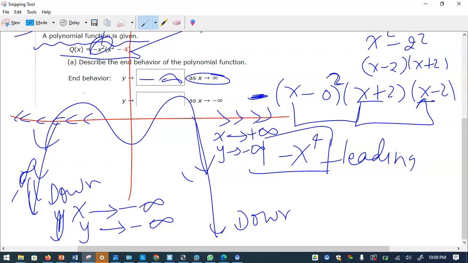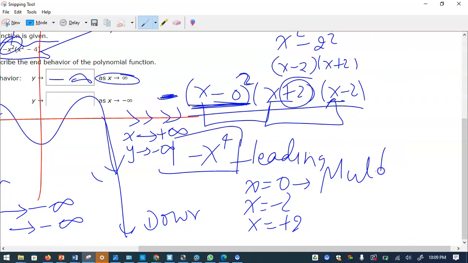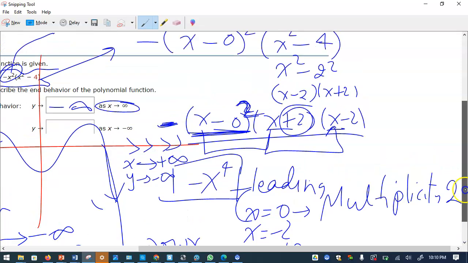But the thing is, how does the graph look like? Because we already factorized this, we know what the values are at x equals 0. So the three zeros are x equals 0, and x equals opposite of plus 2 is minus 2, opposite of this is plus 2. This has a multiplicity. So what is the meaning of multiplicity 2? Because it is repeated twice. See this, there is a repetition. So if there is a repetition, if it is an even number, that means the graph has to take a turn, doesn't cross.